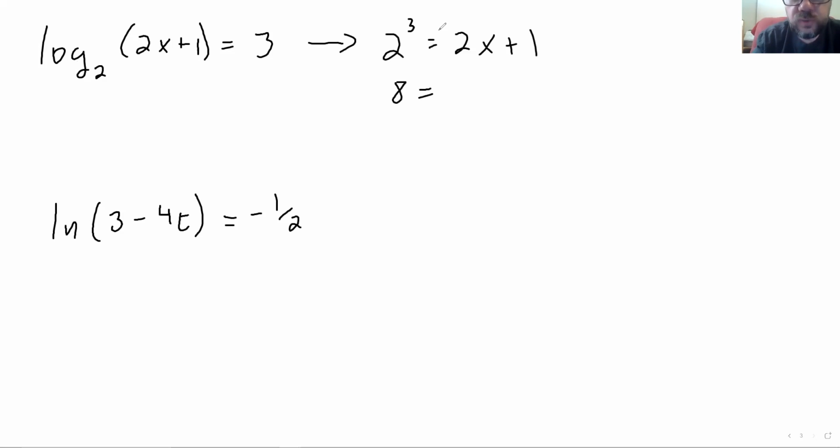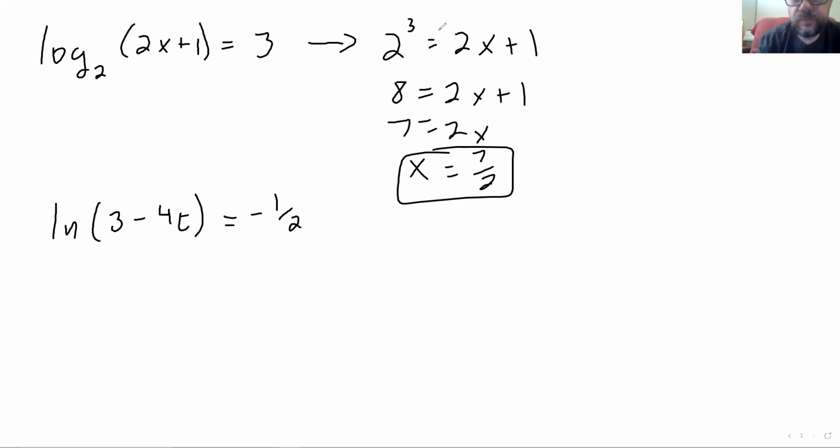8 equals 2x plus 1. I suspect none of you will be significantly challenged by this equation. Subtract 1, divide by 2. So 7 equals 2x. X equals 7 over 2. Bam. Done.